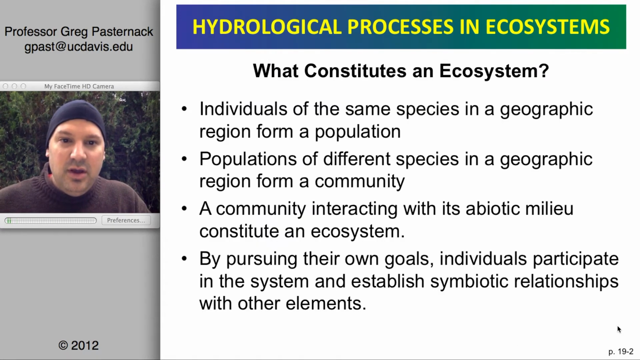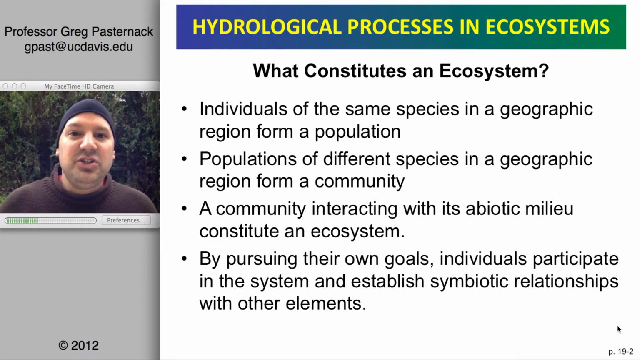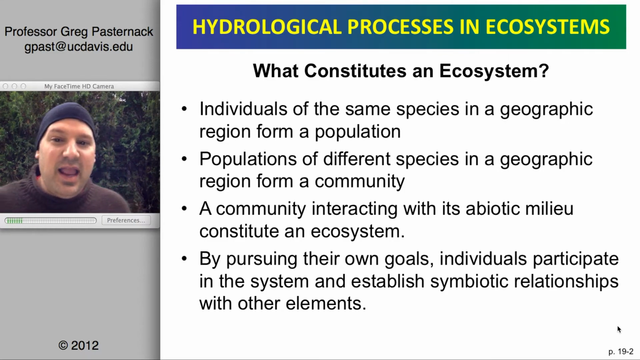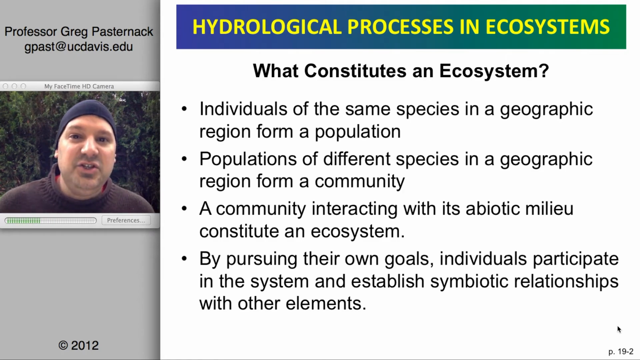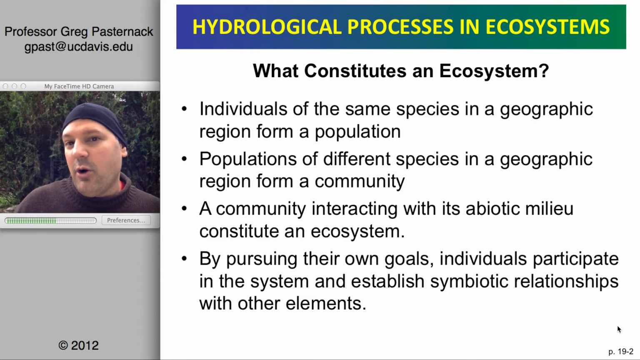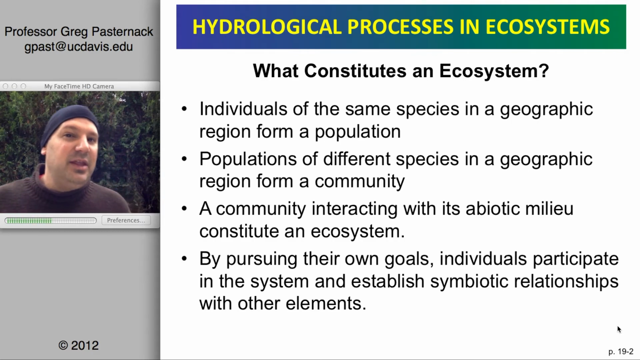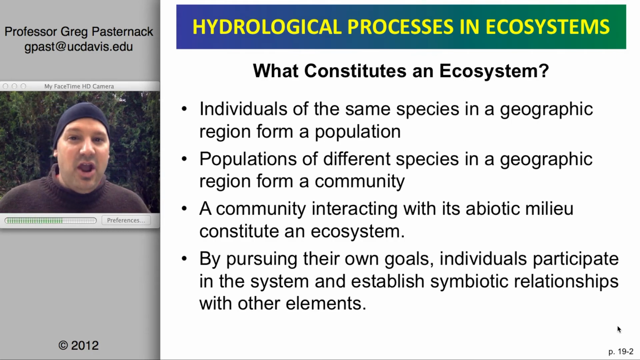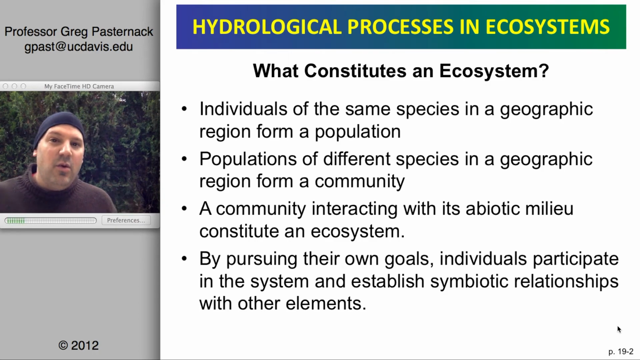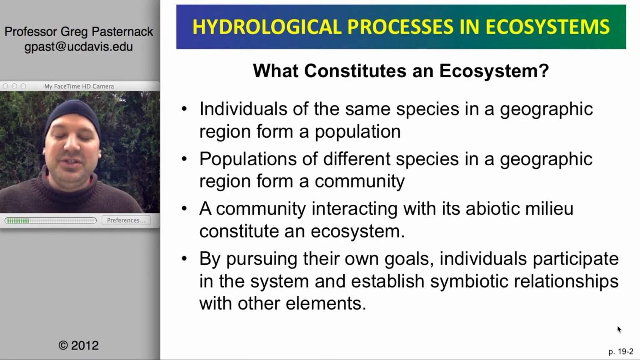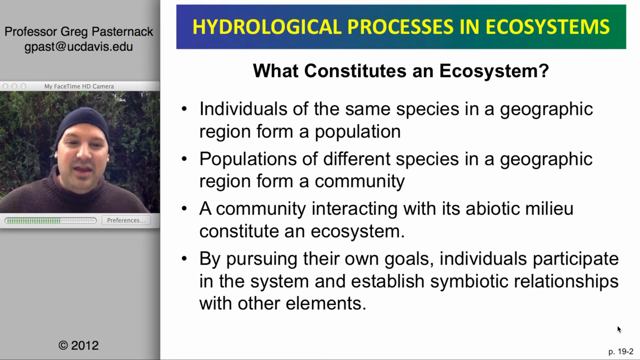Okay, so what constitutes an ecosystem? This is just a little bit of a reminder from the very first video podcast. Remember that you have individuals that are all part of the same species, and they're maybe in the same geographic region, and so they form a population. When you have populations of different species, then how they are together creates a community. When a community of species made up of populations and individuals interacts not only amongst themselves but with the physical and chemical environment, then that constitutes an ecosystem.